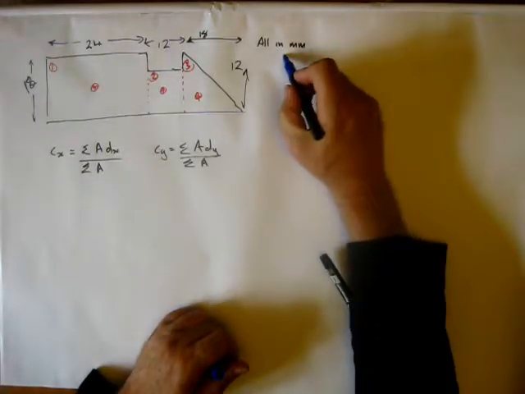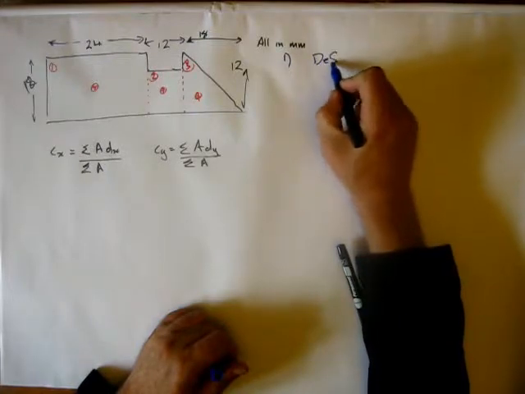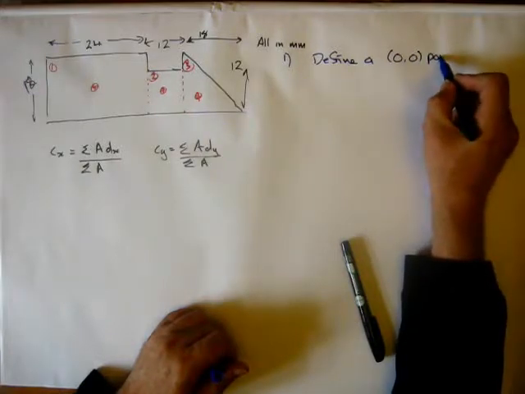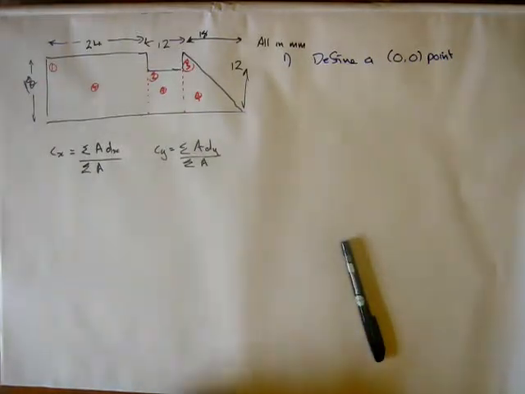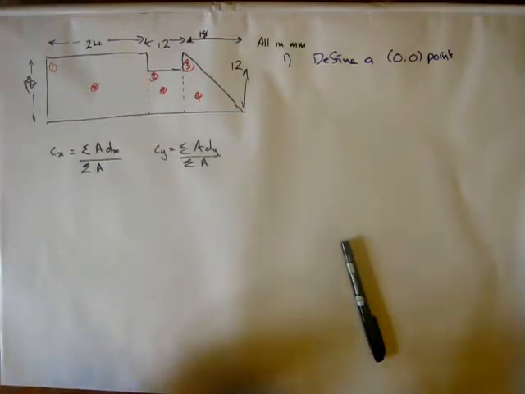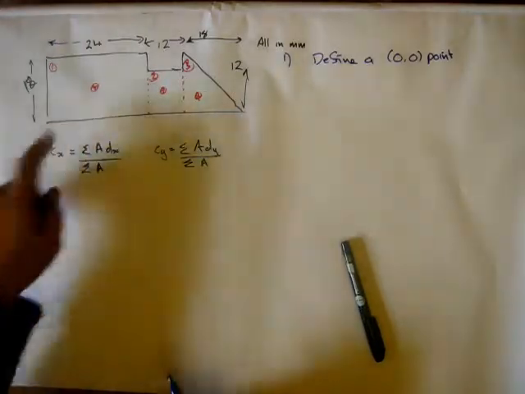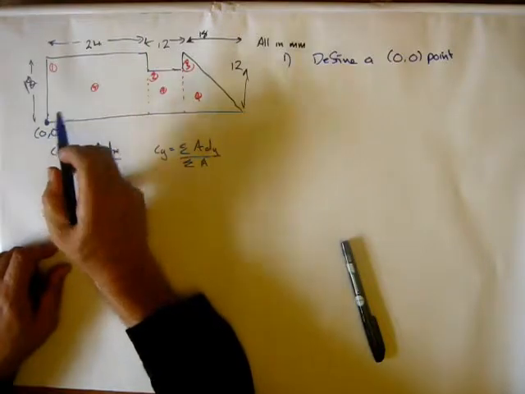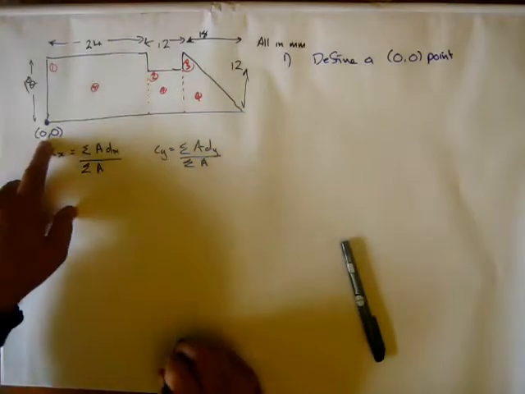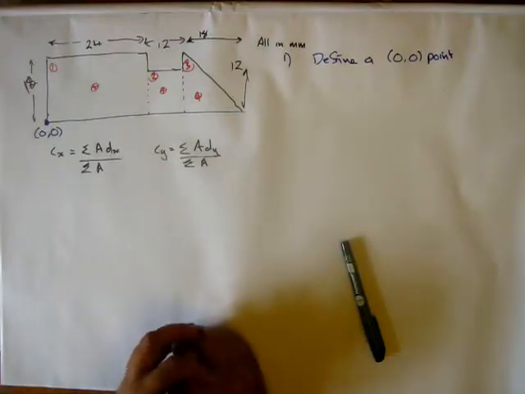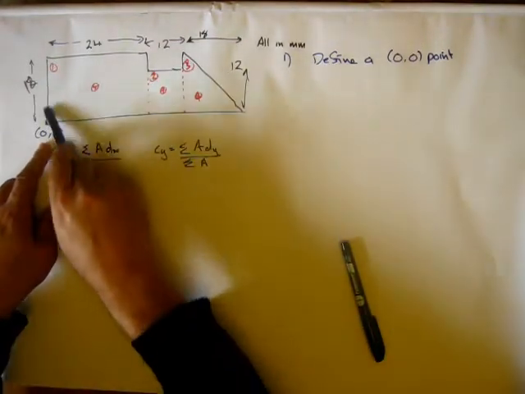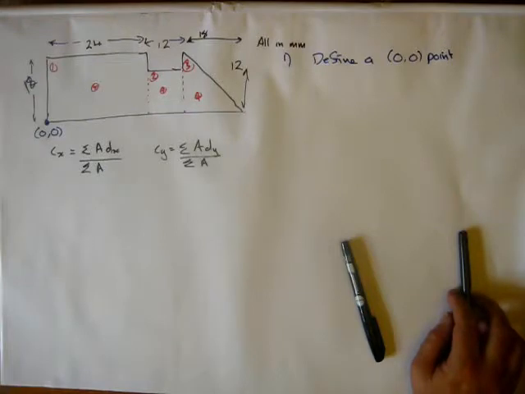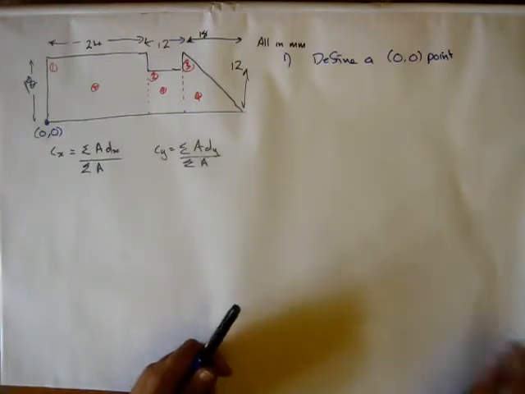Step 1, define a 0, 0 point. This is the point where we're going to be measuring all of the distances from, because we need to know how far each individual centroid is. So we usually define the bottom left-hand corner as 0, 0. And the reason for doing this is, as we go across, all of these numbers are positive. Don't have to worry about negative numbers. There is one case we have to worry about negative, but we'll deal with that later.